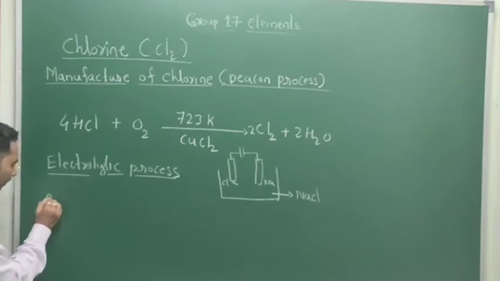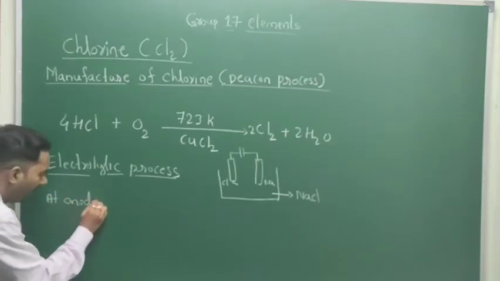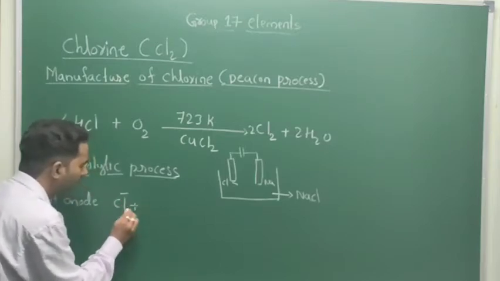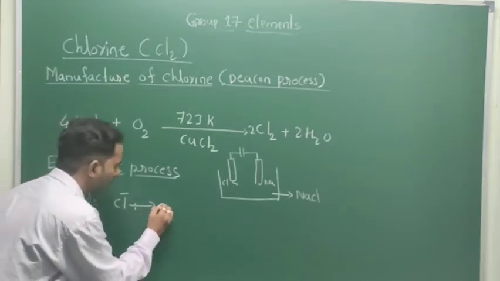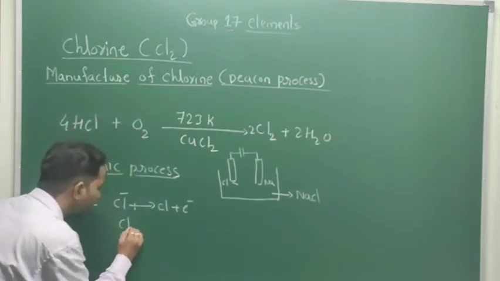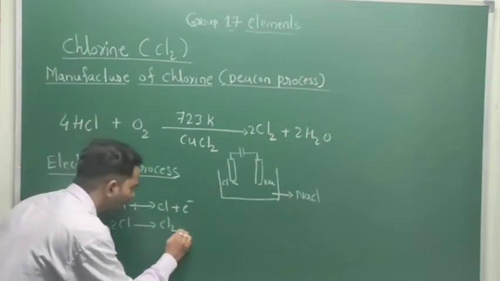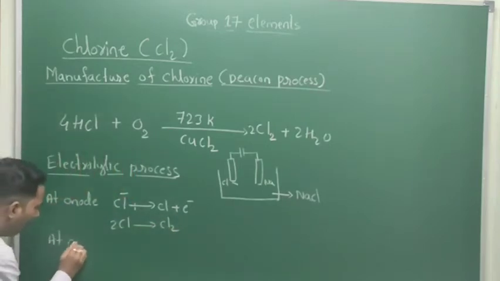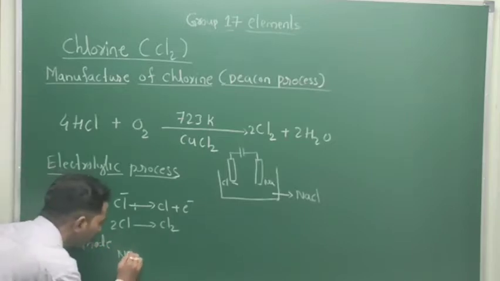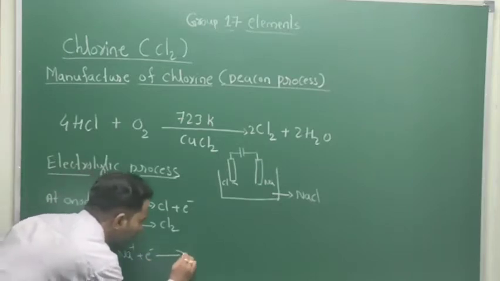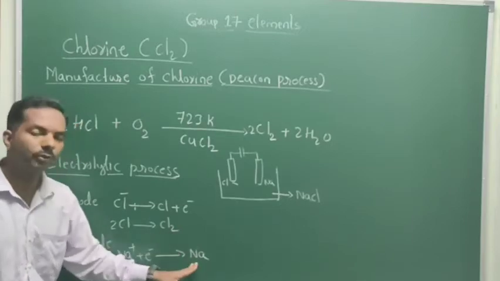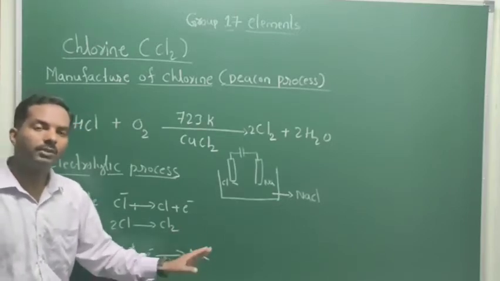So here, at anode chlorine is liberated, and at cathode sodium is liberated. This sodium reacts with water to form sodium hydroxide.